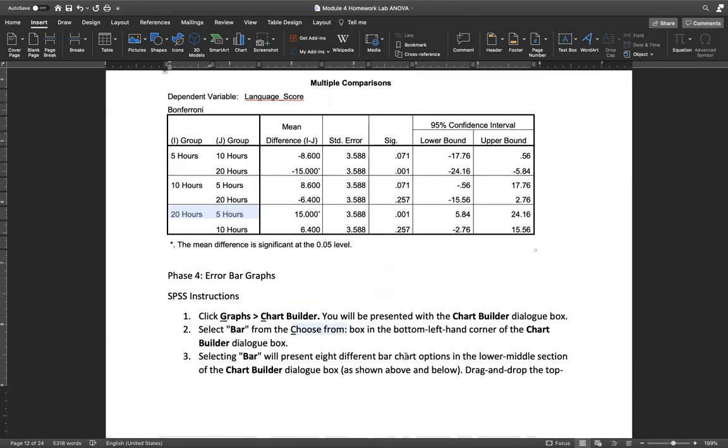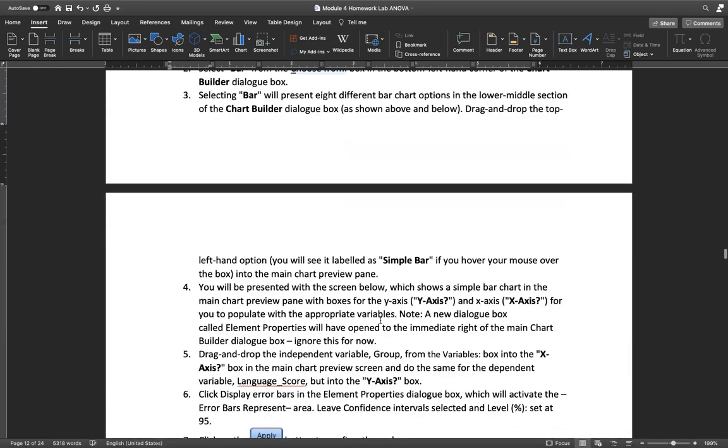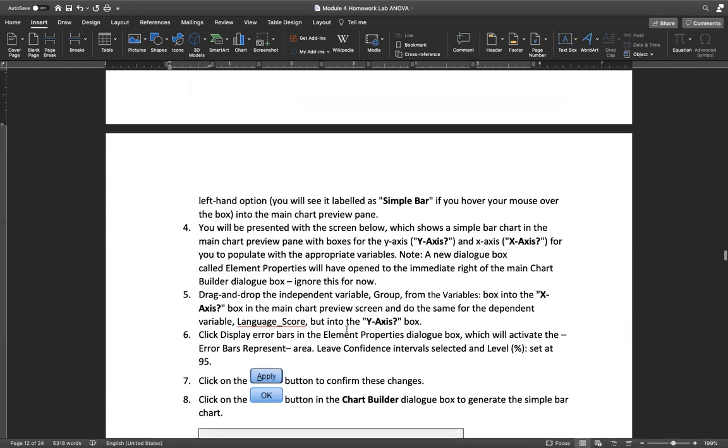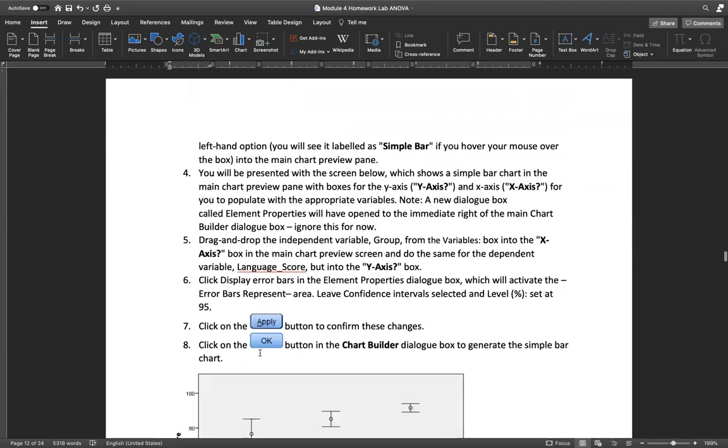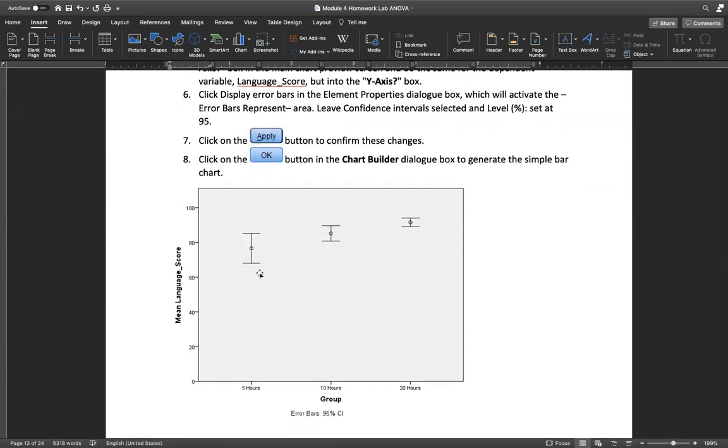Now let's talk about how to make these graphs. How do we see this graphically, right? One of the ways we create graphs for ANOVAs is through error bar graphs. I've given you the instructions for how to create an error bar graph right here. It goes through all the steps for this particular example that we just did. And you'd get a graph that looks something like this.